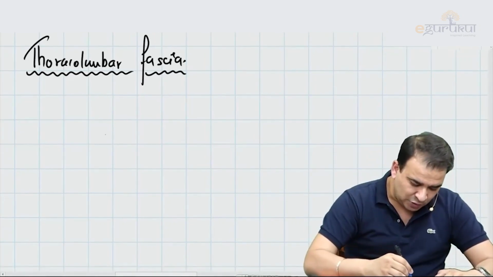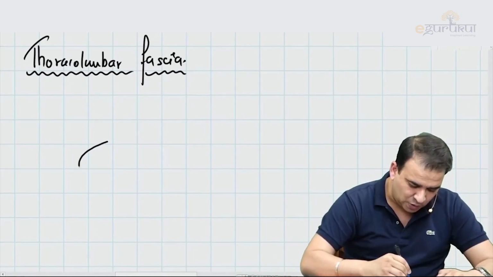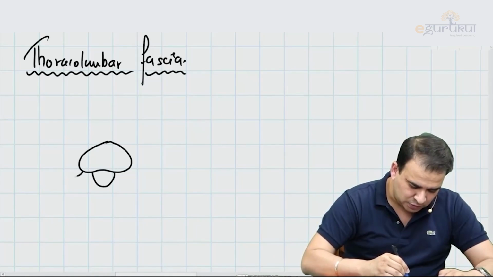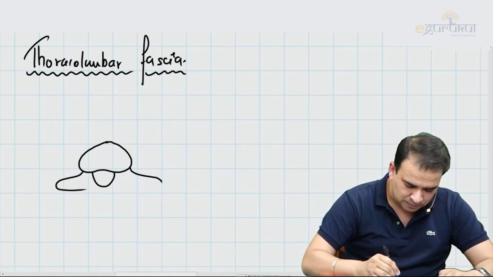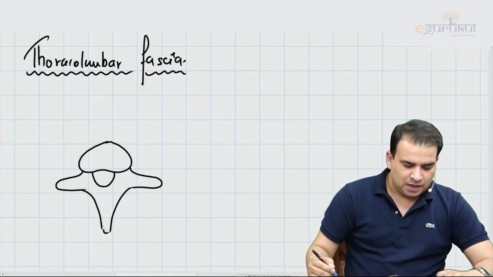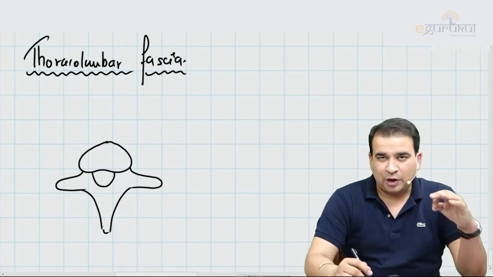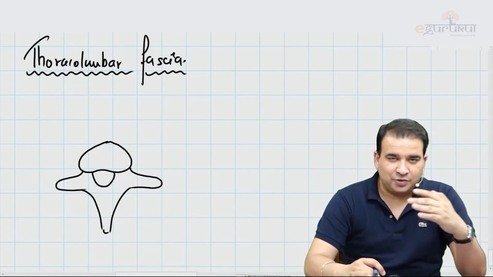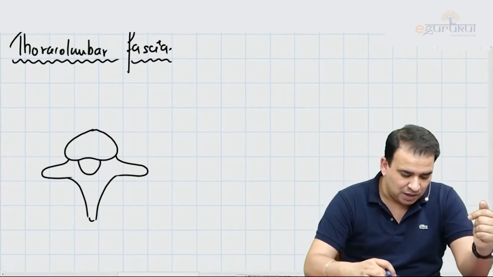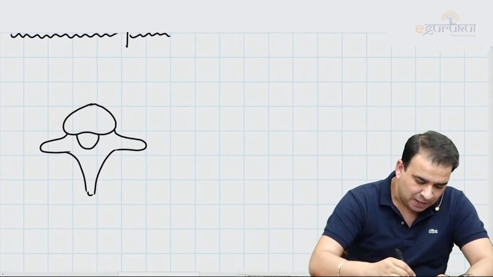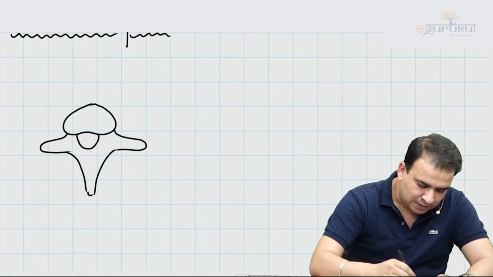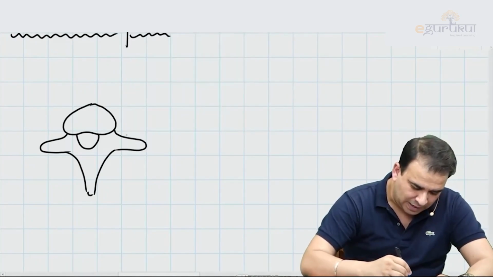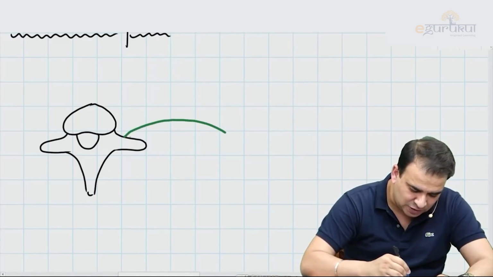So guys, to understand the thoracolumbar fascia, let us say this is the vertebral column, this is the vertebra, here is the transverse process, and let's say this is a spinous process. Now, there are three layers of thoracolumbar fascia, or you can say the three lamina, of which the anterior lamina you will see coming from the anterior surface of the transverse process. There is a tubercle on the anterior surface of the transverse process.